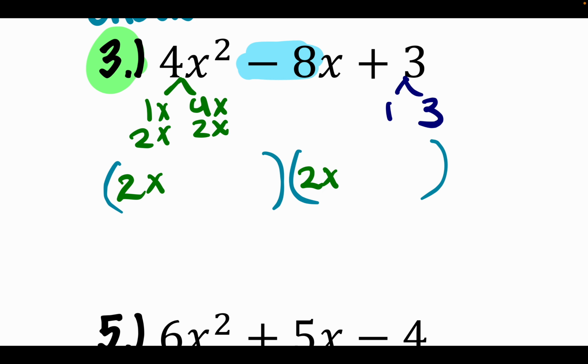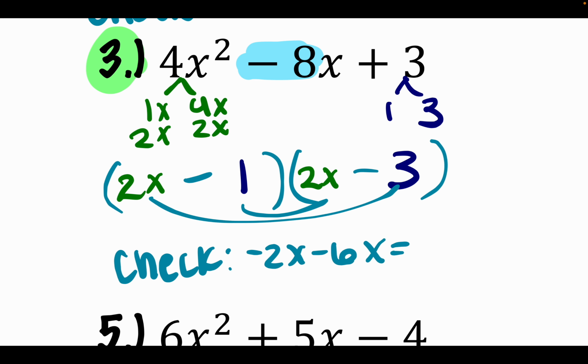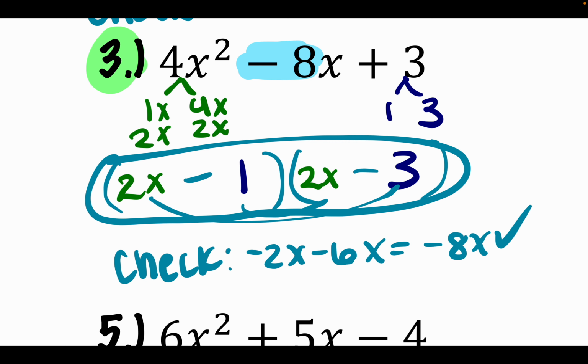Okay, so our goal is to get to negative 8. And we know that we're going to have a 1 and a 3. And we want it to be negative here, but a positive here. So that means they're both negative. So let's check. And if we check, we get a negative 2x, negative 6x, which is negative 8x, which checks.